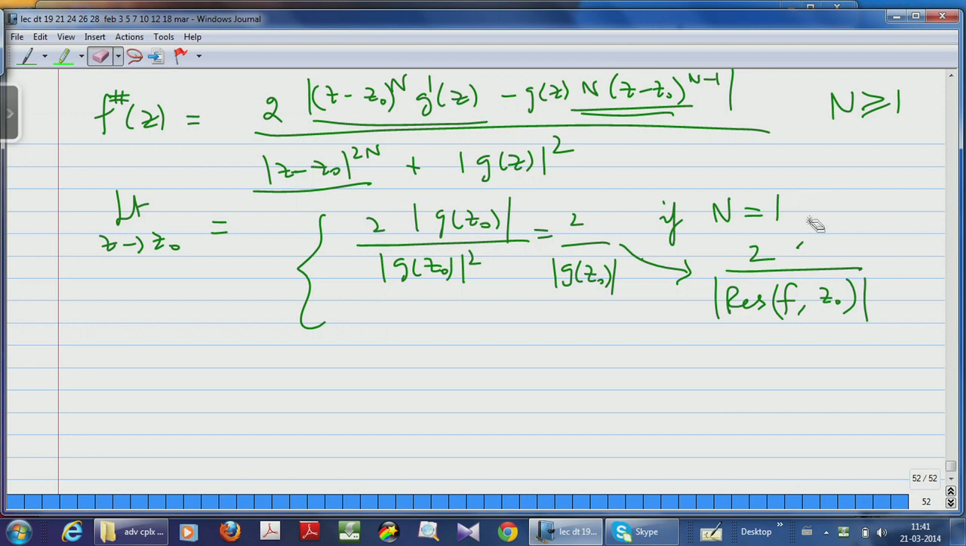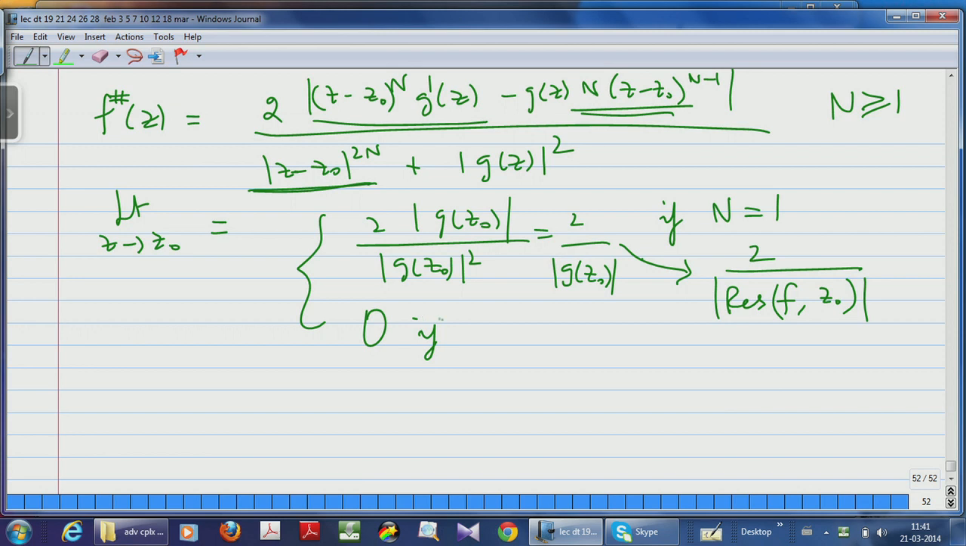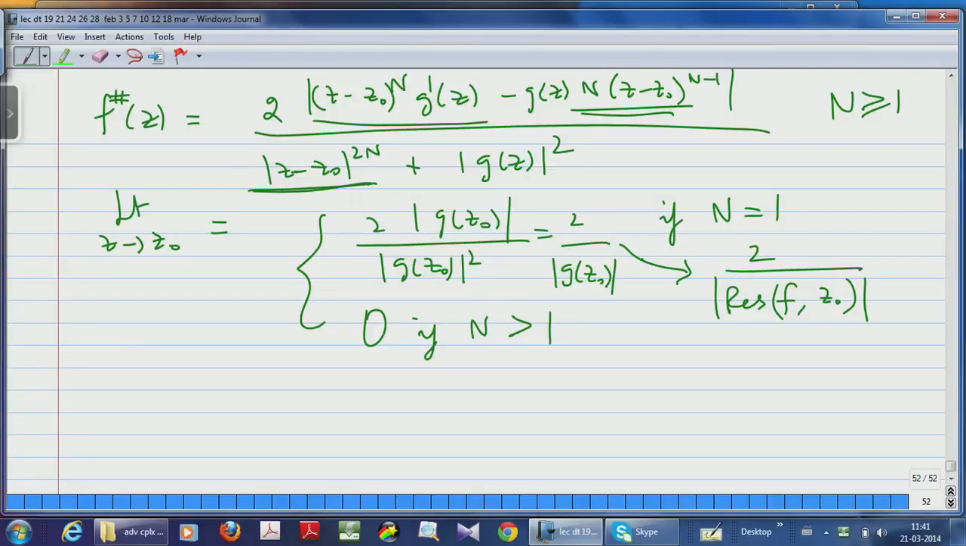And the point is that if n is greater than 1, everything is gone. Because if n is greater than 1, there's no problem with the denominator; I'll get mod g of z naught the whole squared. This term is anyway going to vanish, and the numerator will also go, since the numerator has a z minus z naught term common. So I'll get 0 if n is greater than 1. Of course this is on the left; I have forgotten to write f hash of z.